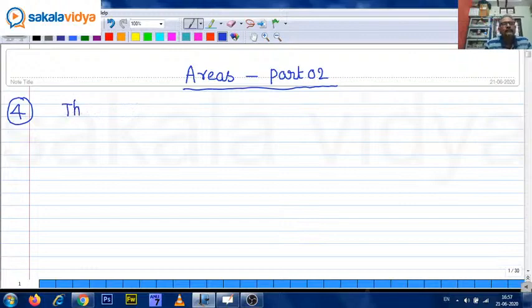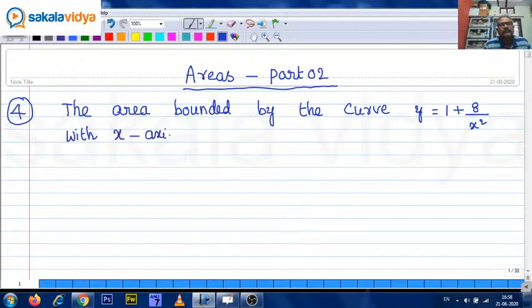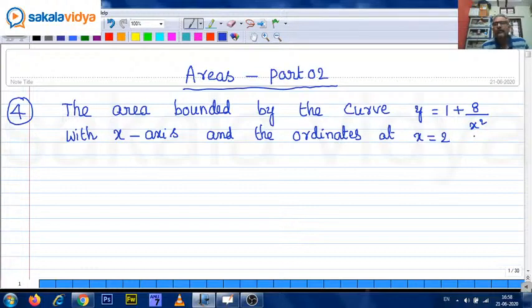The area bounded by the curve y equals 1 plus 8 upon x square with x-axis and the ordinates at x is equal to 2 and x is equal to 4.